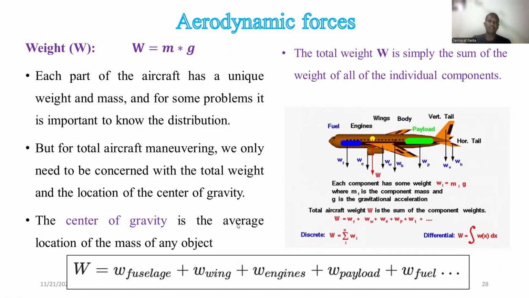The center of gravity is the average location of the mass of any object. So weight is equal to the weight of the fuselage plus the weight of the wing plus the weight of the engine plus the weight of the pilot plus the weight of fuel plus other components. In the case of fighter aircraft, we also consider the weight of the munitions which the aircraft carries.